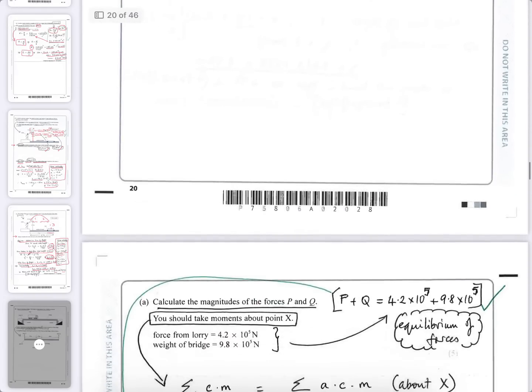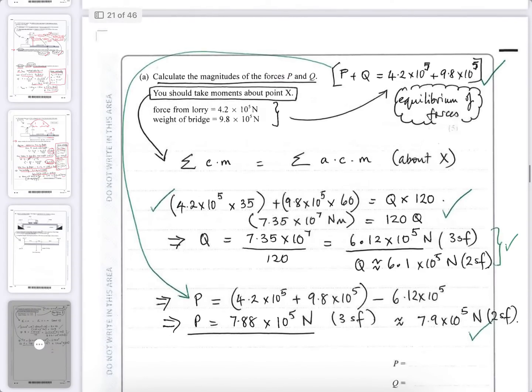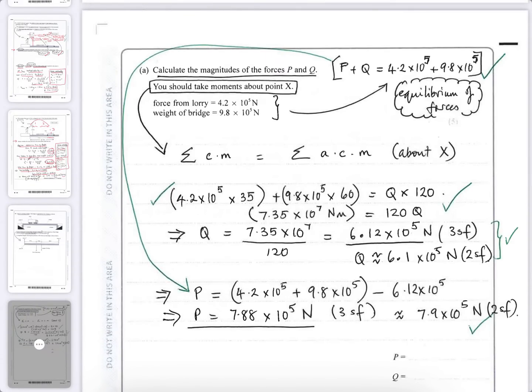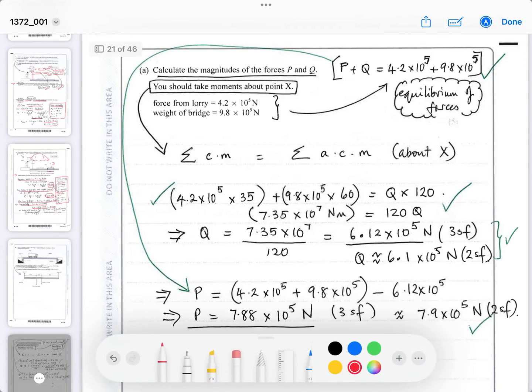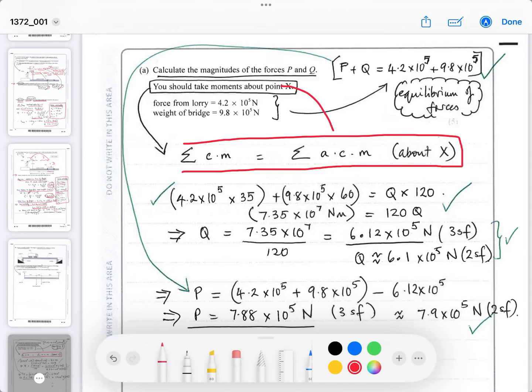So let's go to the question. It says calculate the magnitudes of forces P and Q. So we've got to do both of them. And it says you should take moments about point X. So taking moments about point X, the sum of the clockwise moments must be equal to the sum of the anti-clockwise moments, which is the principle of moments, and we're doing it about point X as we've been instructed to do.